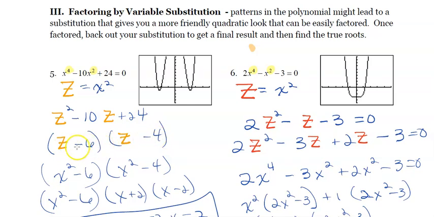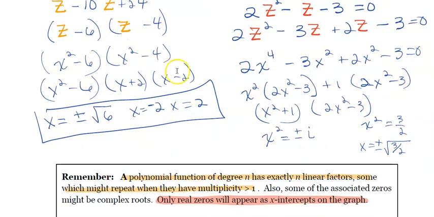At this point, recognize that you don't really have z, you really have x squared. Make that substitution back. This is a difference of perfect squares. You get x plus 2, x minus 2. So what happens right here when you have x squared minus 6, set this equal to 0, and you will get x equals plus and minus radical 6. Here are your 4 roots.